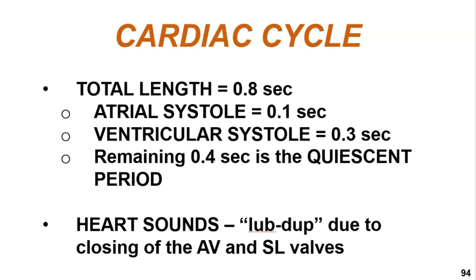Typically, the heart is going to make two sounds during the cardiac cycle, which resemble a lub-dup sound. The lub is due to the closing of the atrioventricular valves, and that's the first heart sound. And the dup is due to the closing of the semilunar valves, and that will be the second heart sound.